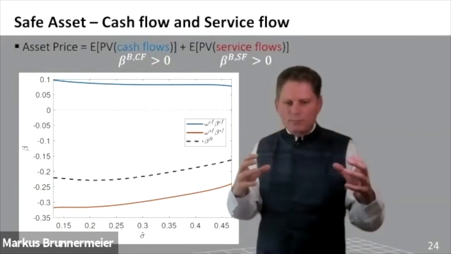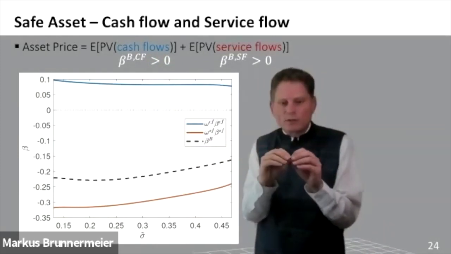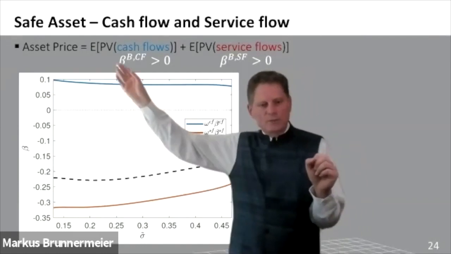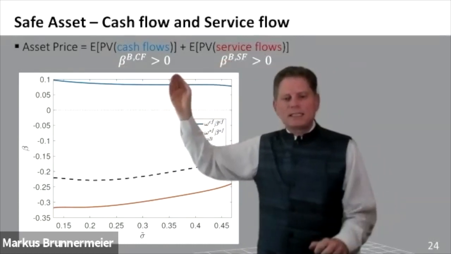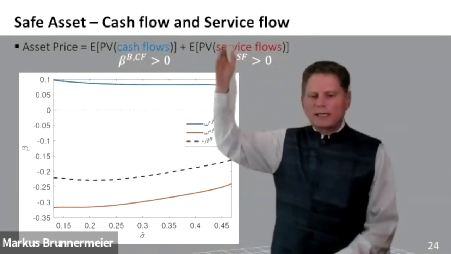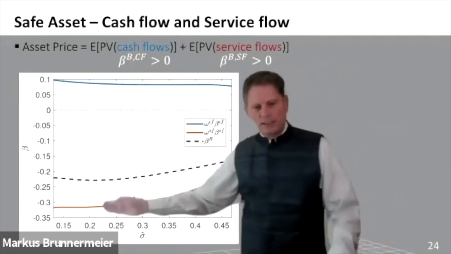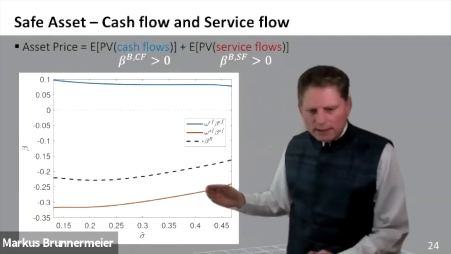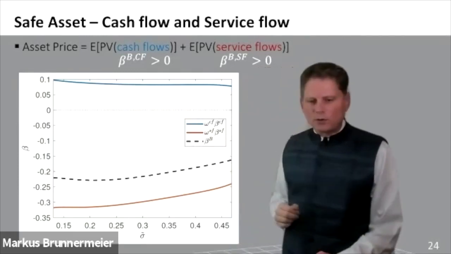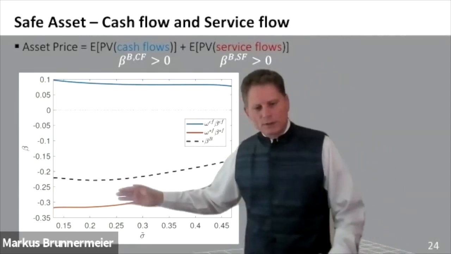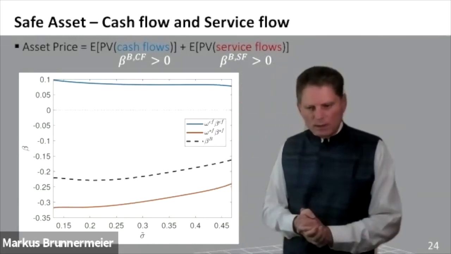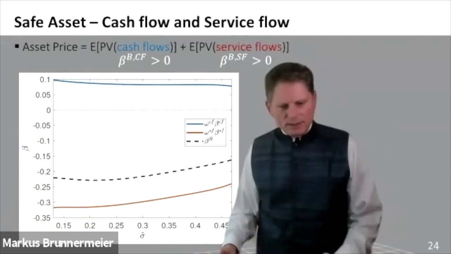So we cannot really have two betas. There's one asset, one beta, but I could hypothetically say, if I were to split this asset into two assets, which are not separately traded, a cash flow asset and a service flow asset, then the cash flow component would have a positive beta, and the service flow would have a negative beta. So that's what you see here. There's a minus 0.3 and so forth, that's for the service flow beta, and 0.1 for the cash flow beta. And if you combine it, that's the beta of the total asset.